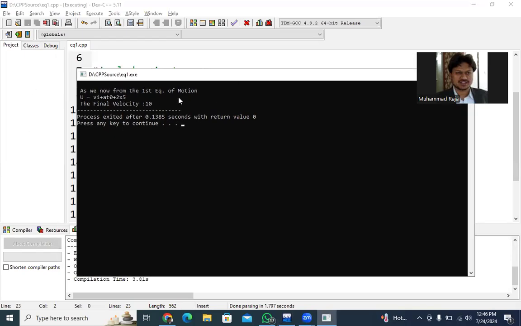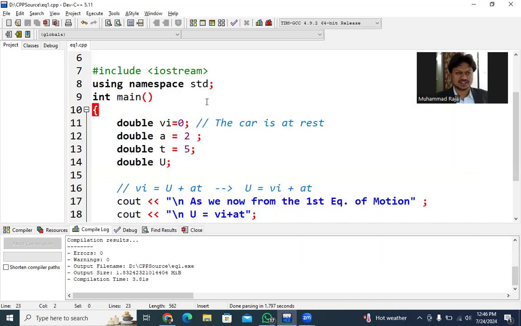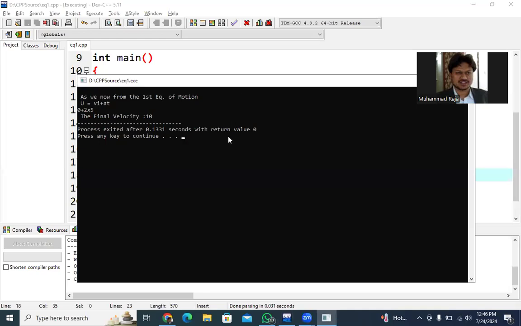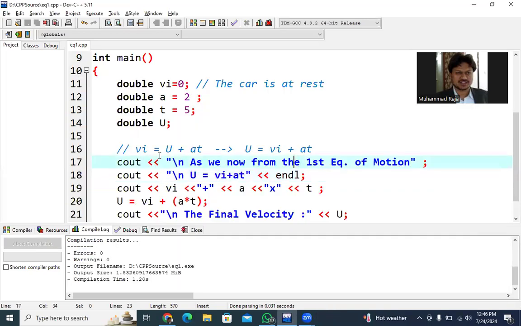As we know from the first equation of motion, V is equal to Vi plus AT. We have to put an end of line here for a comprehensive display, because here we didn't put an end of line. It should be a readable formation for a commoner. In the age of artificial intelligence, when you're outputting an answer, it should look like the computer is providing a complete solution. We know the equation of motion V is equal to Vi plus AT. We put the values 0 plus 2 multiplied by 5, then the final velocity is 10. So here is the complete numerical.